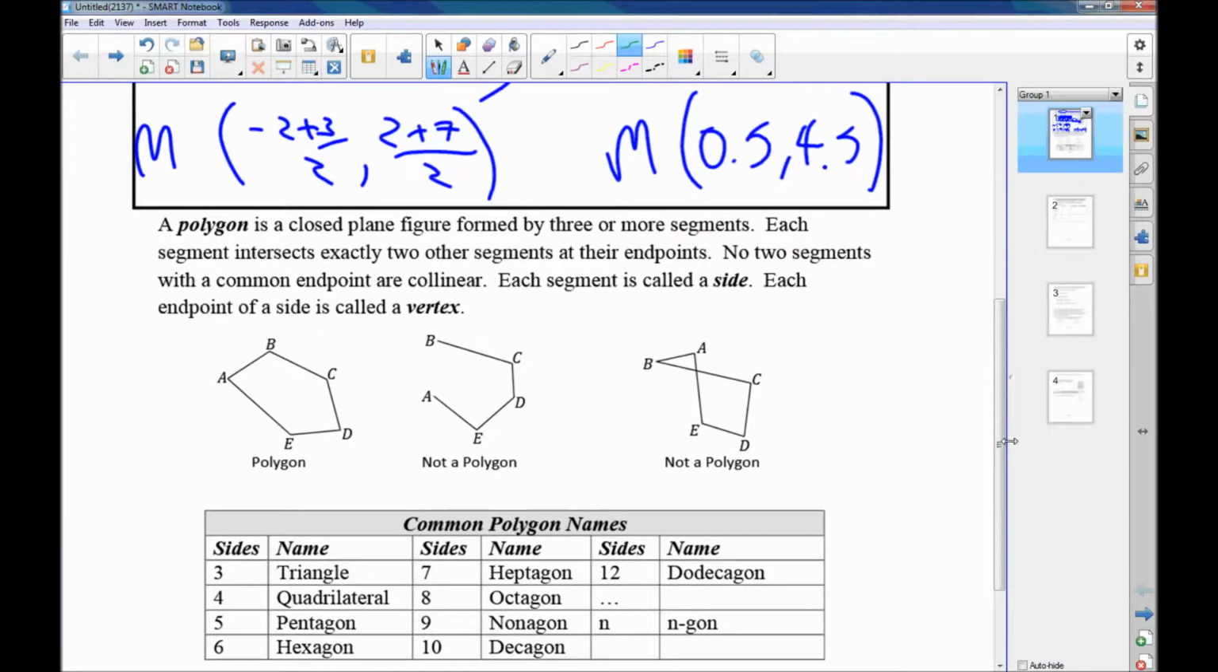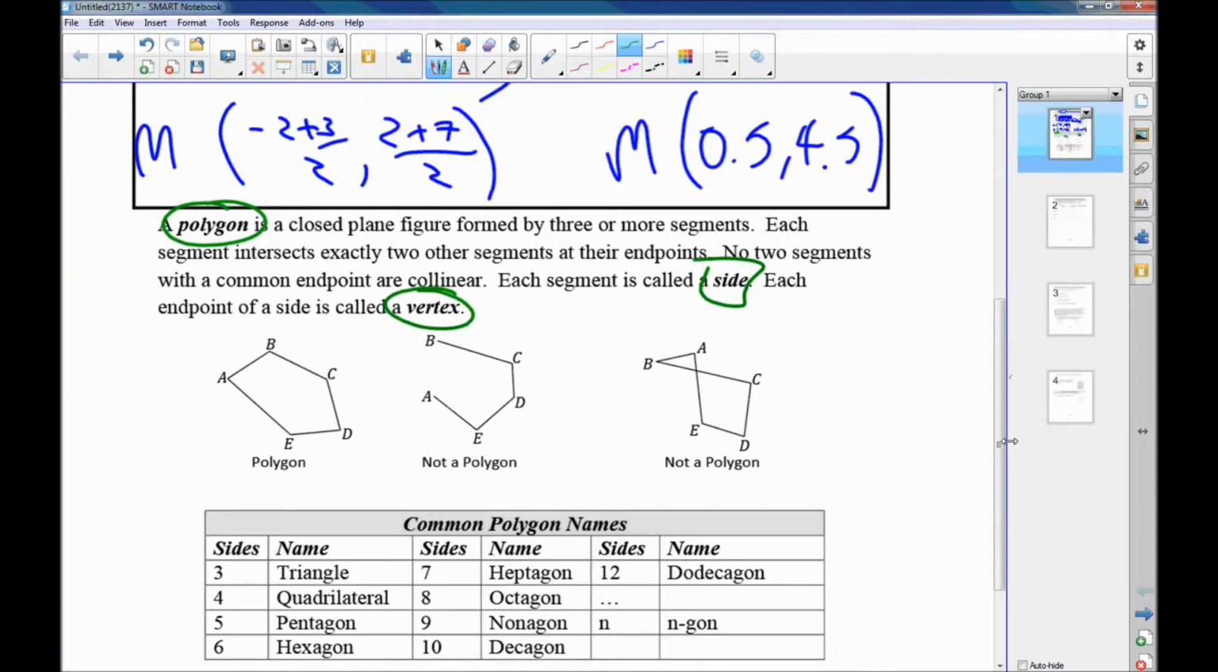All right, down below, a polygon, new definition here, is a closed plane figure formed by 3 or more segments. Each segment intersects exactly 2 other segments at their endpoints. No 2 segments with a common endpoint are collinear, so that doesn't make one big long segment. And each segment is now called a side. And where the endpoints are called vertexes or vertices.